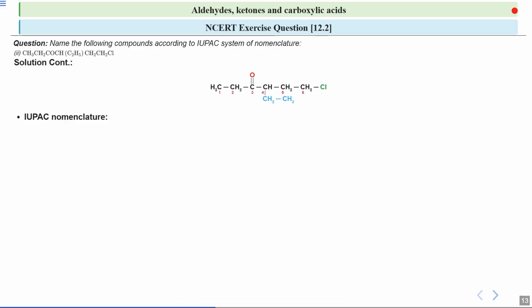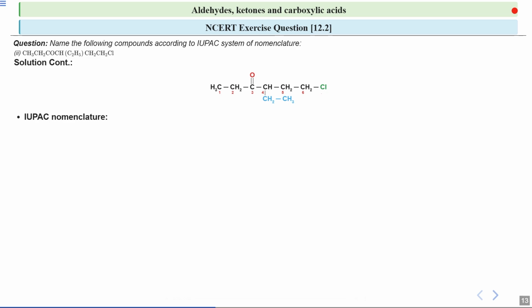So now let us see the IUPAC nomenclature. First we have identified the longest carbon chain. So this is the longest carbon chain. And you see over here, I have done numbering in such a way that this carbonyl carbon gets the least number possible. If I would have started the numbering from here, 1, 2, 3, 4, then this would have gotten the fourth number. But if we are doing numbering from this side, that is 1, 2 and 3, then you see that this carbonyl carbon gets the third number.